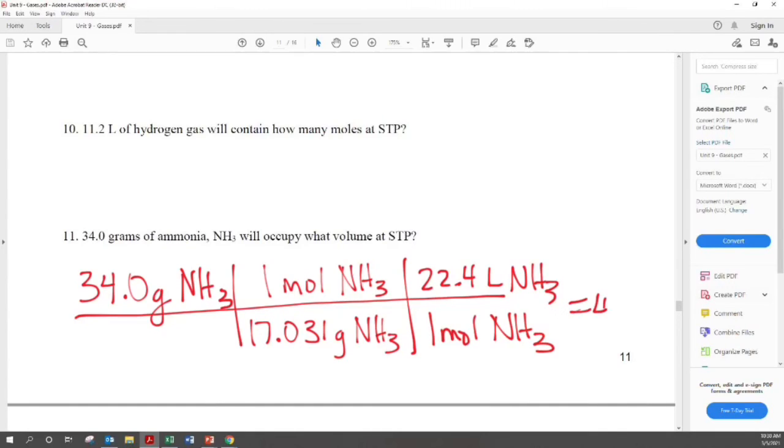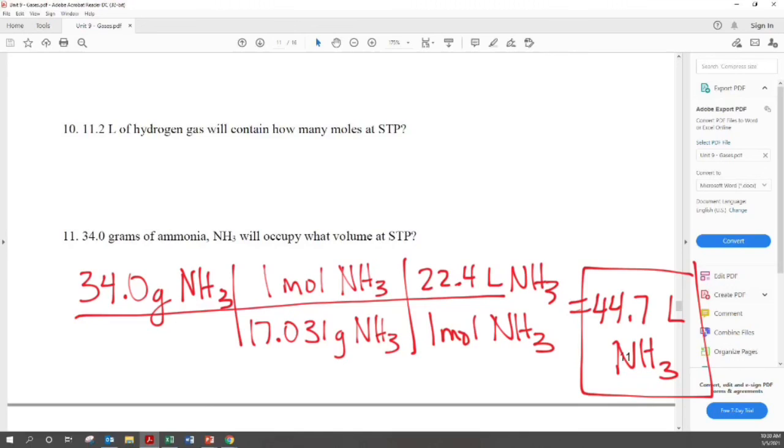So I would heavily recommend that you use this method anytime you have an ideal gas law situation at STP, but especially if you have grams involved in an ideal gas law problem at STP. But remember, it does have to be at STP. It's the only time that this shortcut works, but it helps.